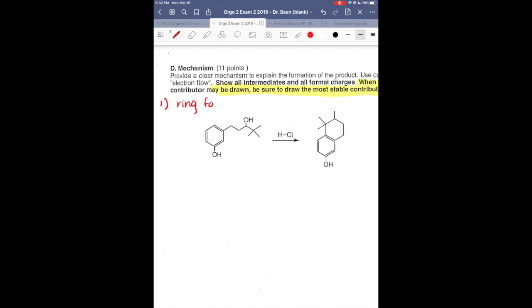So at some point that's going to have to happen. So I'm going to put ring formation. And in addition to that, I see that we have one OH here, one OH here. So that looks the same between the two, the starting and the final product. But what's different between them is that here you have an OH versus on the other molecule, you do not have that. So you have a loss of water, right? So we'll say loss of H2O. This is kind of like our game plan of what's going on here.